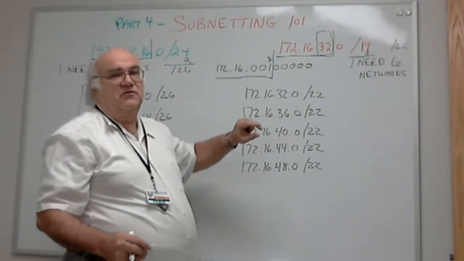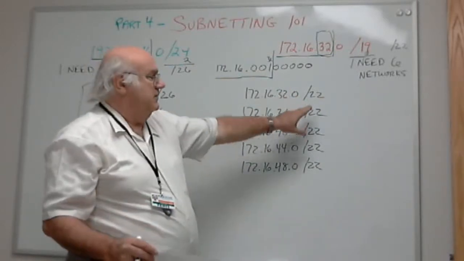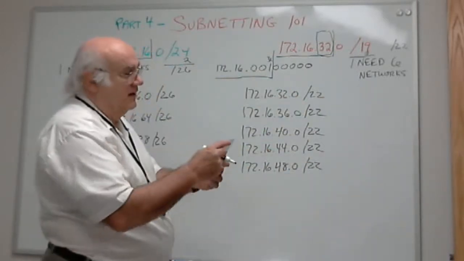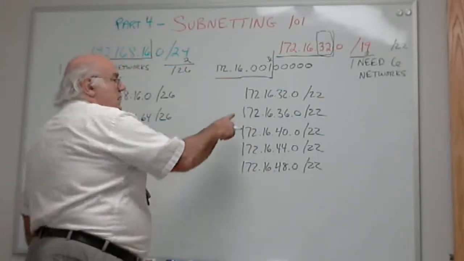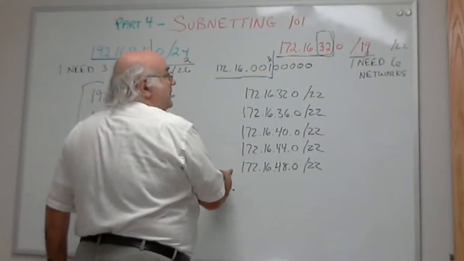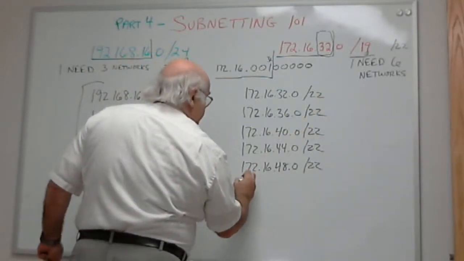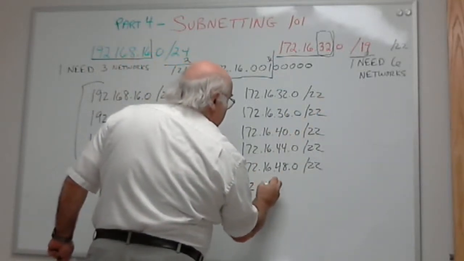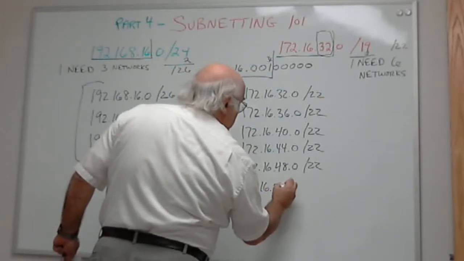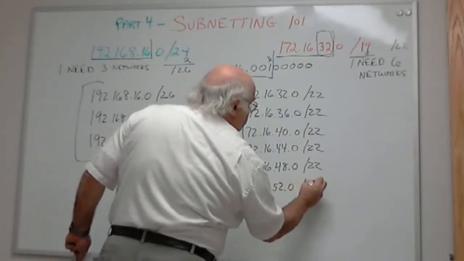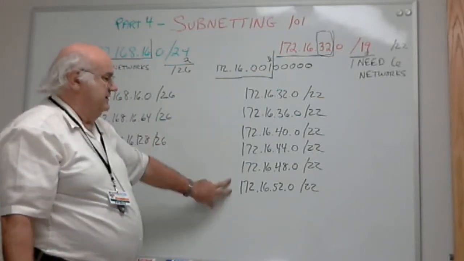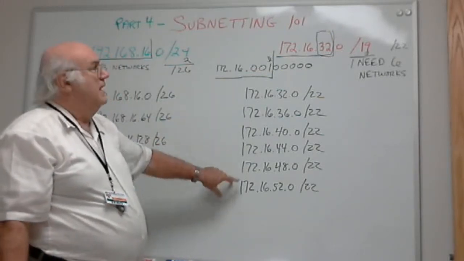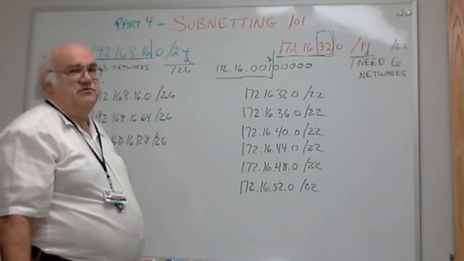I don't have to create variable sizes. I can just leave my /22 there, and /22 is 4. Bit positional value 4. So I've got 1, 2, 3, 4, 5. I need 6: 172.16.52.0/22. I've now got 6 networks that I can use based on that one address given to me by my ISP.